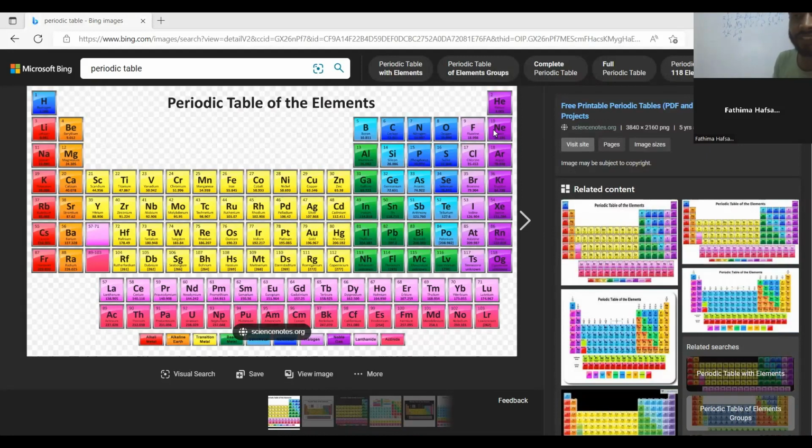What is the atomic number of hydrogen? You can find it in the periodic table. Here start from 1, 1, 2, 3, 4, 5, 6, 7, 8. So what is the atomic number of hydrogen? I am asking you, what is the atomic number of hydrogen?